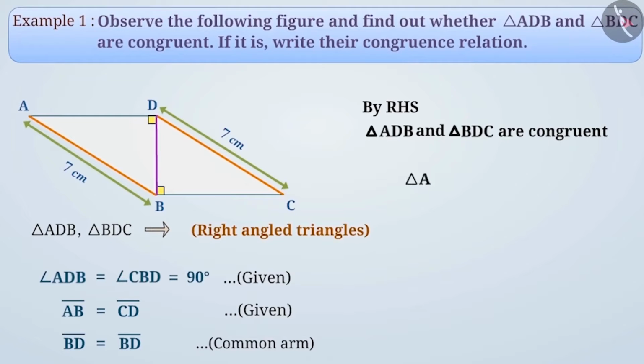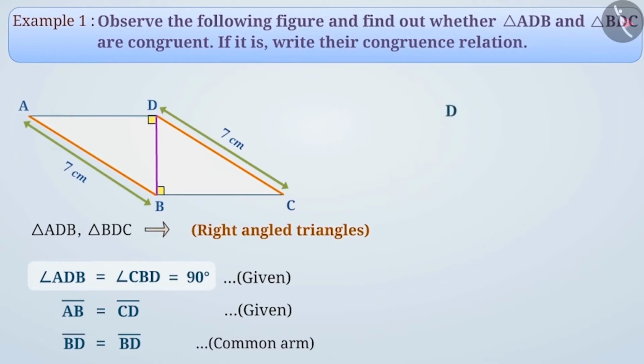Can we write this as triangle ADB is congruent to triangle BDC? Give it a thought. Absolutely right. We cannot write it like this. In order to indicate it properly in a symbolic way, we have to understand the relation of congruency. Here, angle ADB is equal to angle CBD is equal to 90 degrees. In this way, we can say that the vertex D corresponds to vertex B.